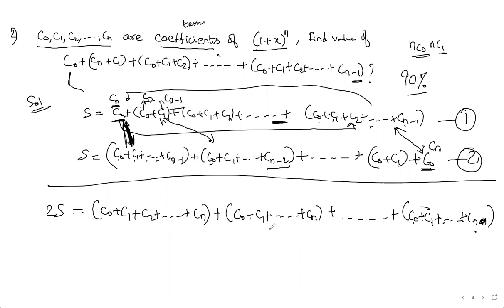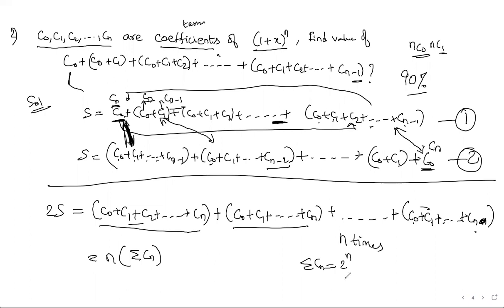Okay, so how many terms like this? This happens for n times. So it can be written as n into the sum of the Cn, right? Sum of the coefficients. We already know that the sum of coefficients in a binomial expansion is 2 power n. Okay, we can check out this formula, it's fairly simple. So in the place of this, we can write 2 power n.